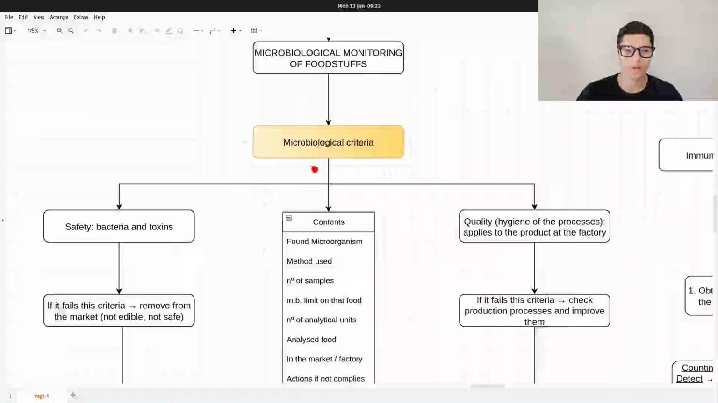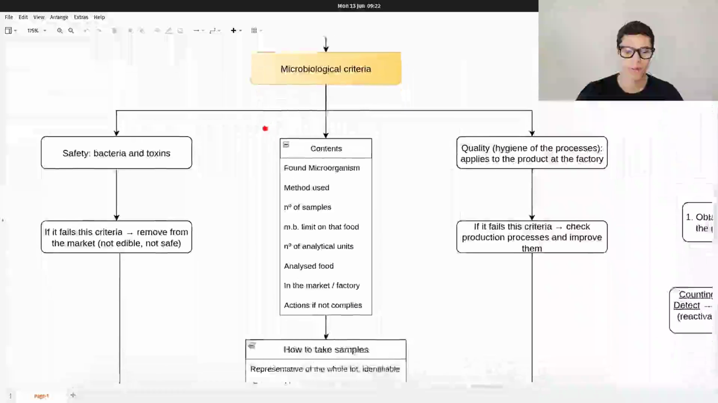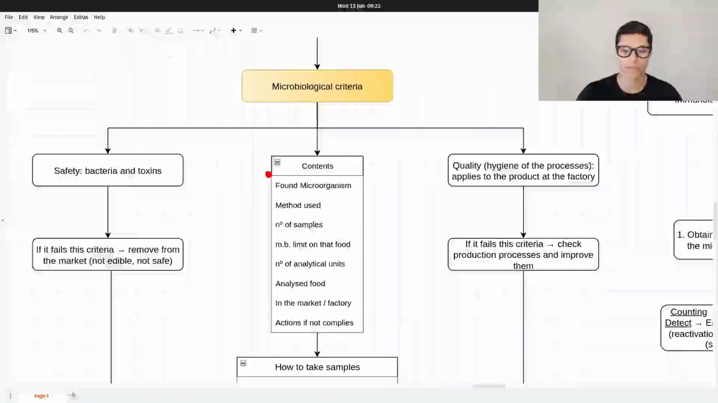We have to follow microbiological criteria, and we have two types here: the safety ones, for bacteria and toxins, and the quality ones, for the hygiene of the processes. They determine if the processes of creation of the product have been done correctly.